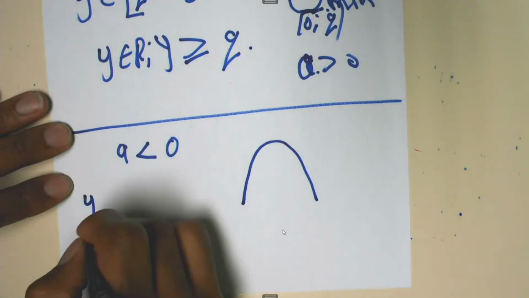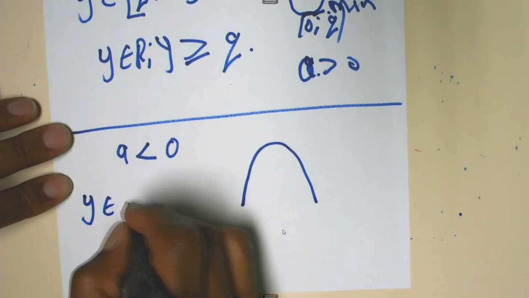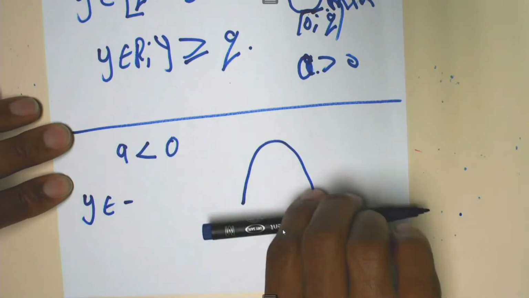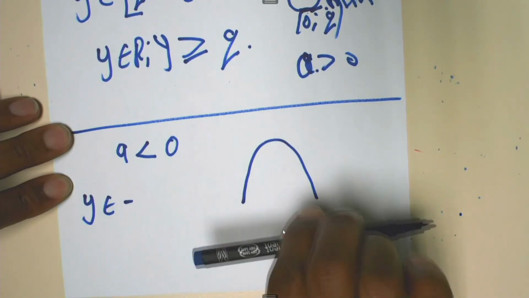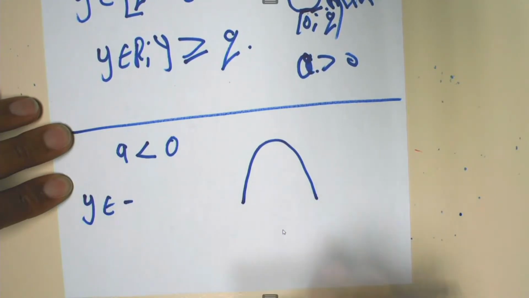Then we say y is an element. Then we start from the lowest. Remember, how do you look at the range? You place your ruler horizontally, then you move. Where you start touching the graph, you start from down. You start from down, from the negative side.